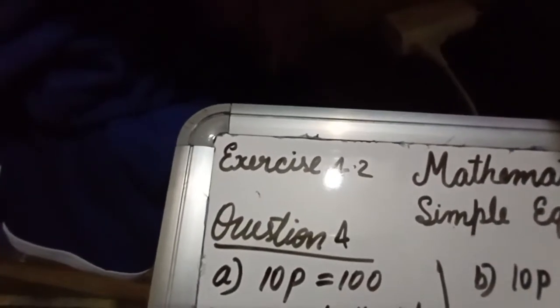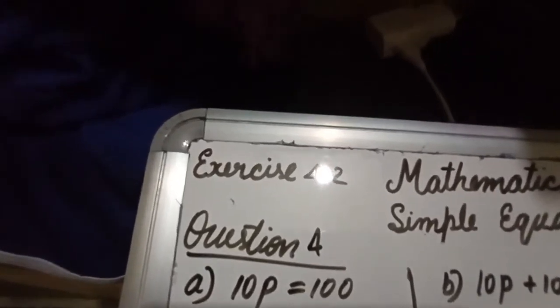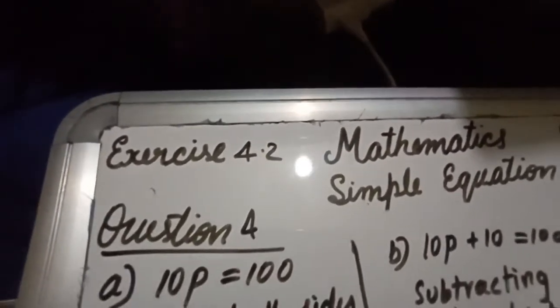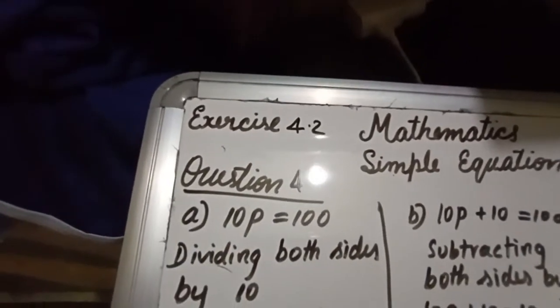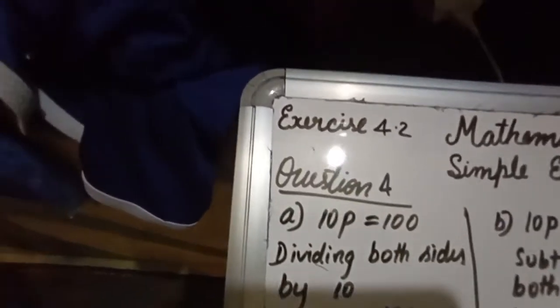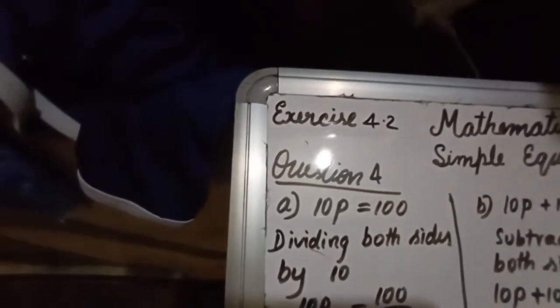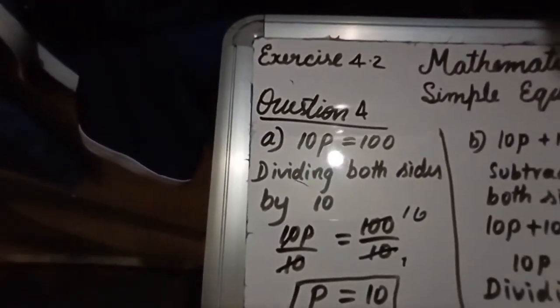Here we have to solve it. Let us see, 10p is equal to 100. How can we solve 10p? As we know, we have to separate the variable. How can we separate the variable? 10p, if we divide by 10, then p will be separated. Dividing both sides by 10, you will get 10p over 10. Here 10 gets cancelled, so p will be left out. 10 ones are 10, 10 tens are 100. So the answer is p is equal to 10.